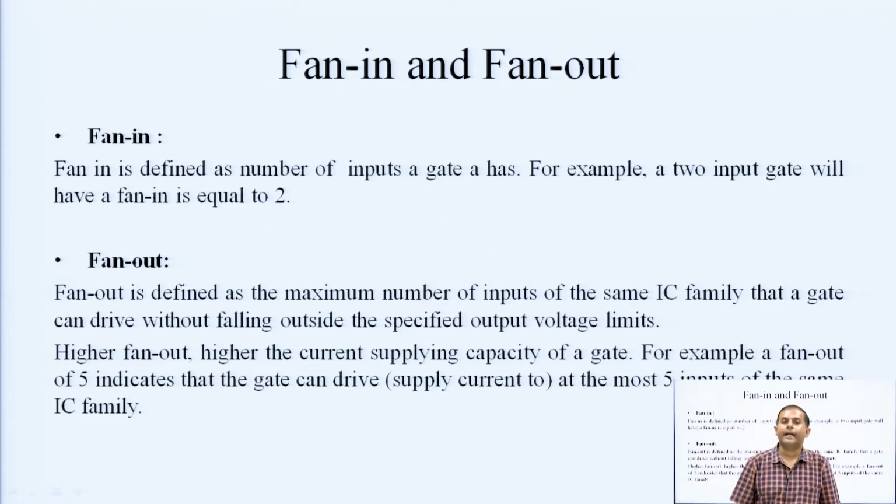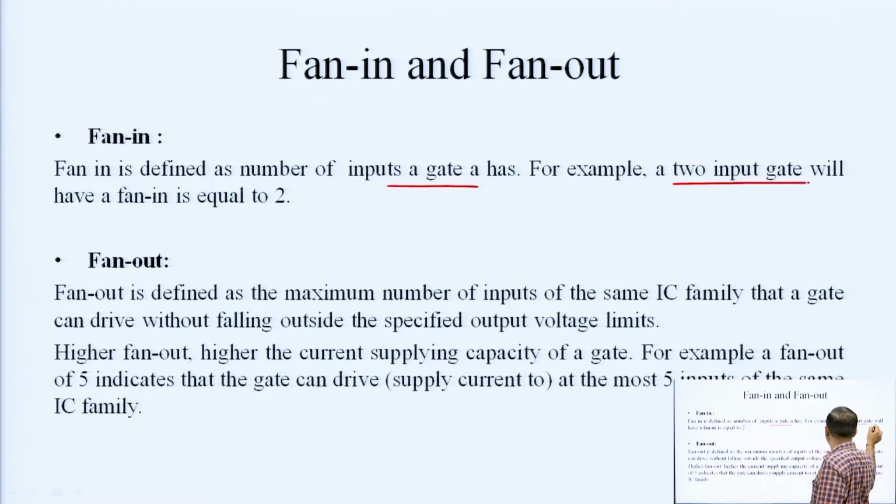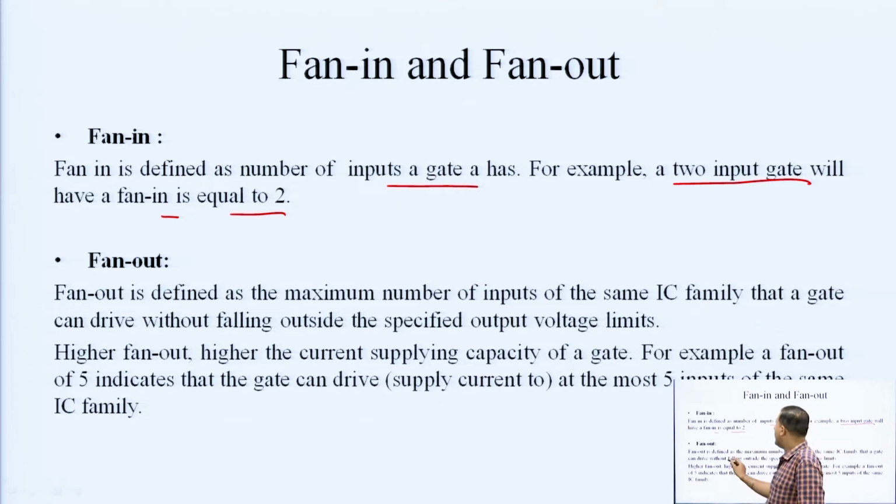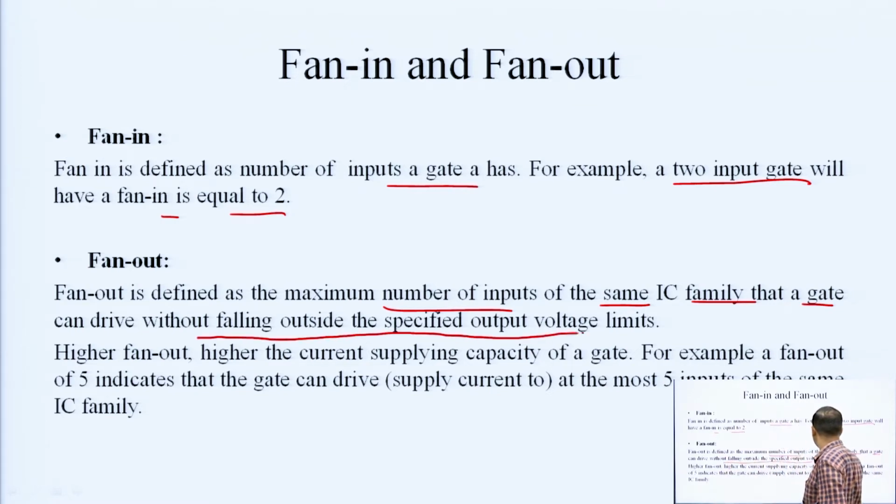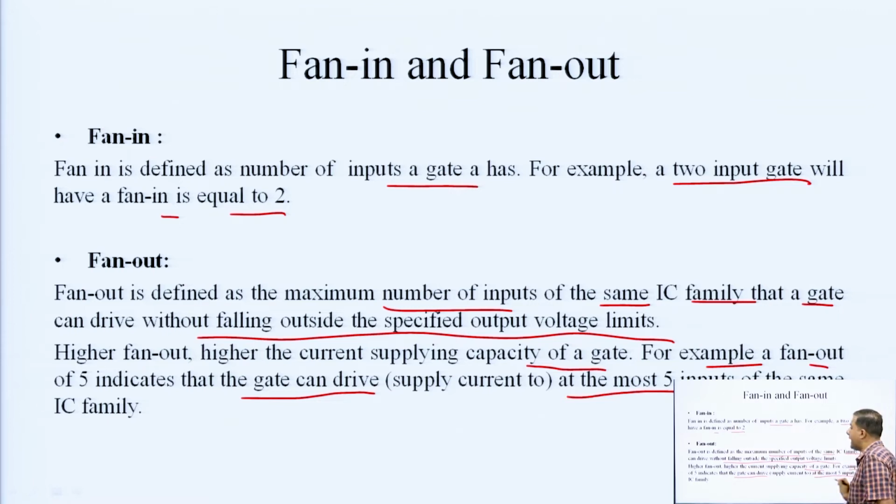So, next parameter is fan in and fan out. Fan in is defined as the number of inputs a gate has. For example, a 2 input gate will have a fan in equal to 2, okay, number of inputs. Fan out is defined as the maximum number of inputs of the same IC family that a gate can drive without falling outside the specified output voltage limits. Higher fan out means higher current supplying capacity of a gate. For example, a fan out of 5 indicates that the gate can drive at most 5 inputs of the same IC family. This is very important.